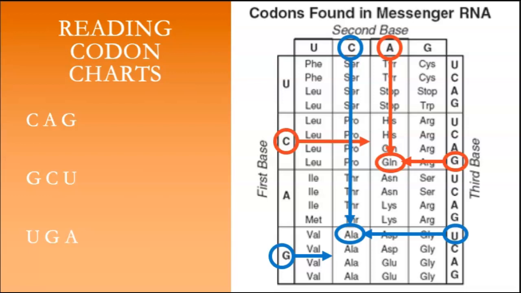One more example here for you, UGA: U, over to G, down to A. And so we see a stop codon. A start codon is any combination that indicates that the ribosome should start coding there, whereas the stop codon is the one that acts like a period at the end of a sentence and tells the ribosome to break apart from the rest.